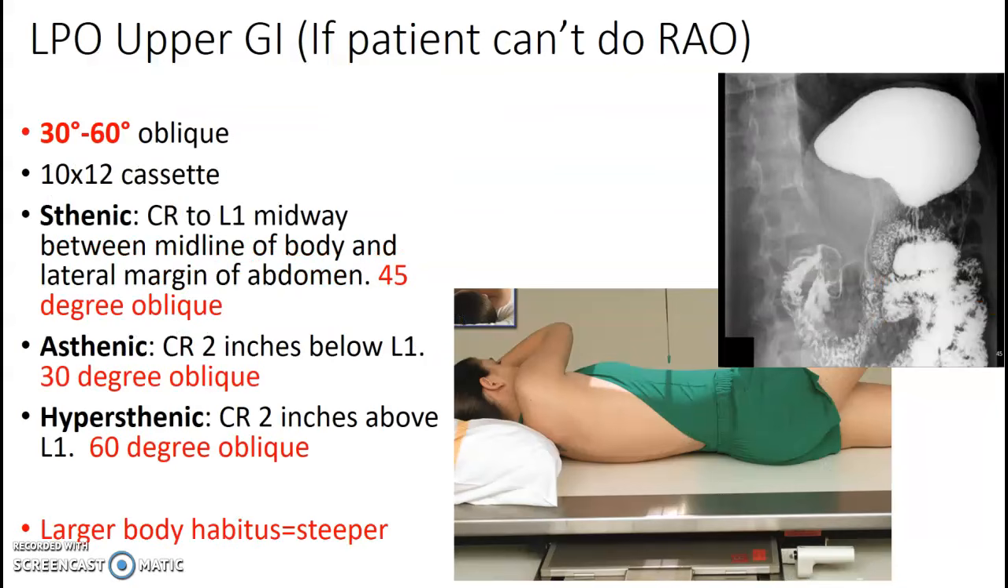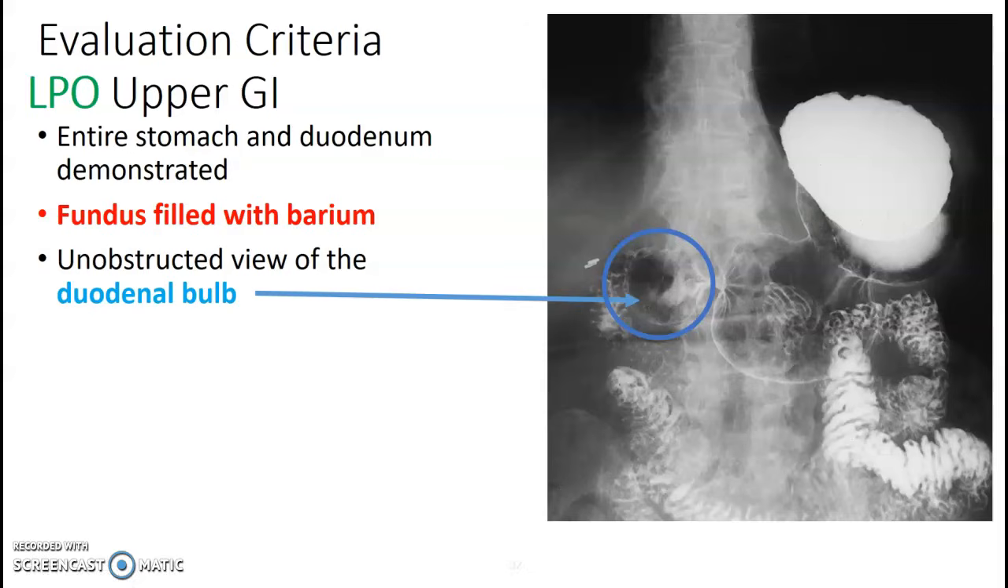You'll feel better. LPO is used if the patient can't do an RAO. The degree of obliquity is 30 to 60 degree oblique. You can use a 10 by 12 cassette. Right. We're still near L1 here. And again, the larger the body habitus, you're going to be at the steeper end of your oblique. So asthenic is your tall and thin, 30, hyper 60, and then your sthenic, they're in the middle again. They're kind of your mid-range.